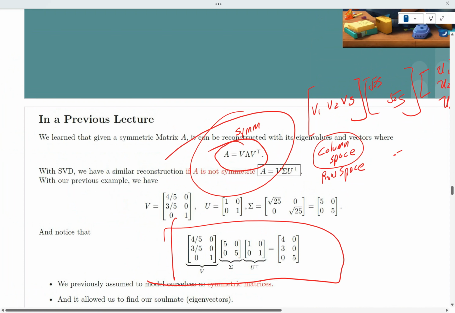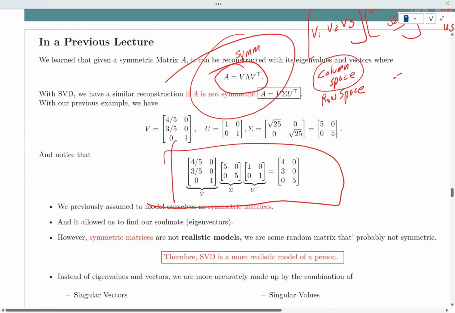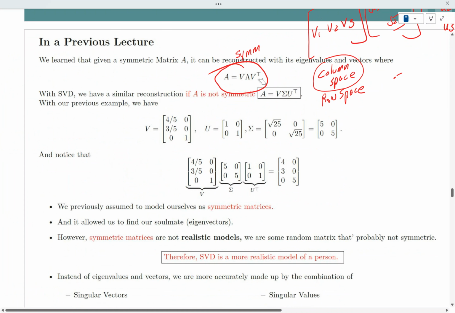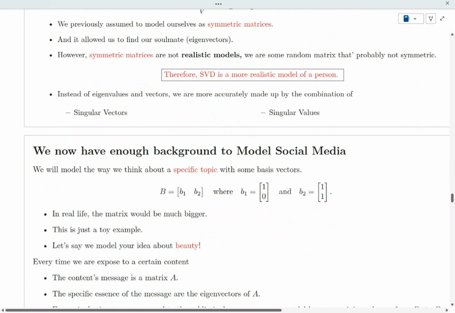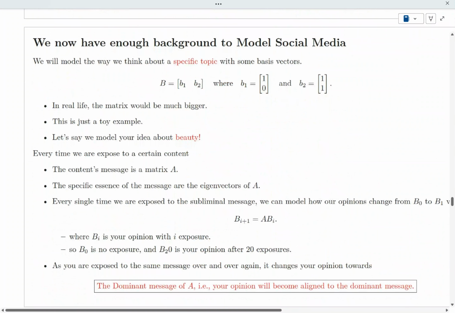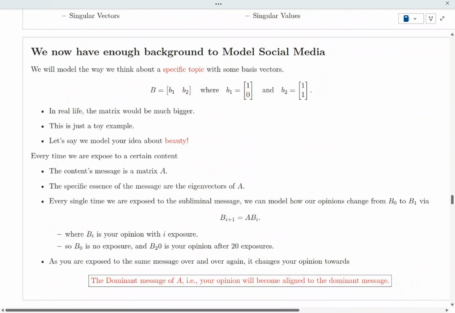This is the case when you have a nice symmetric matrix. Therefore, if we use SVD, singular value decomposition, it is a more accurate model than if we just assume people are symmetric. All right. So now we have enough background to model social media.